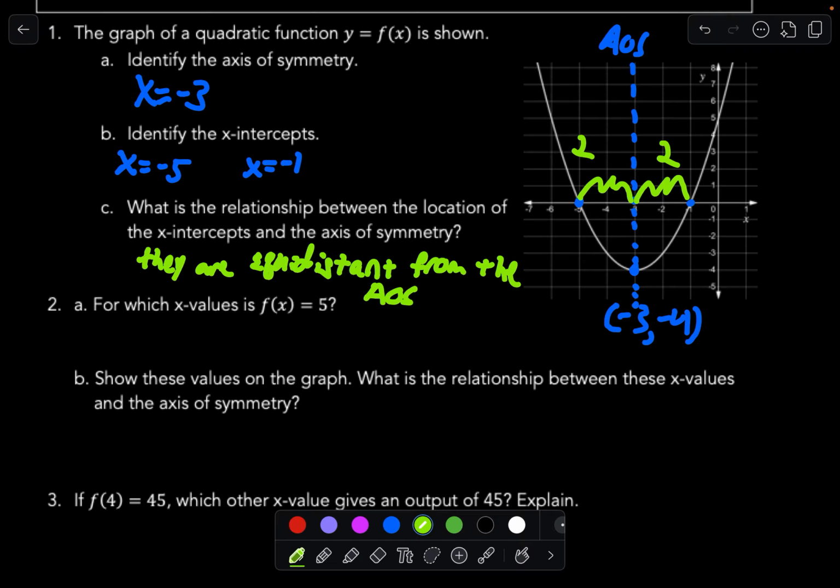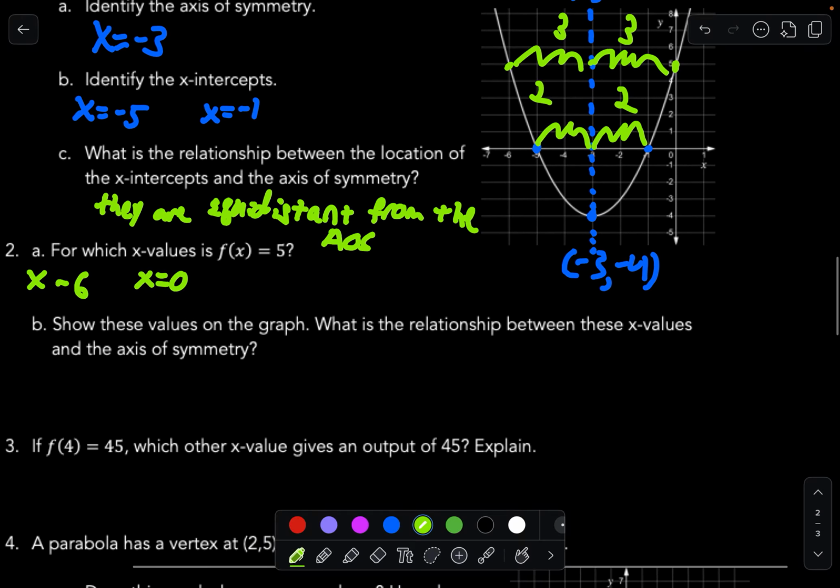For which x values is f of x equal to 5? Well, here's 5 up here. F of x equal to 5. Well, it's at x equals -6 and x equals 0. What is the relationship between these two values? If you look, they are equidistant on either side of the axis of symmetry. There are 3 units to the right and 3 units to the left.